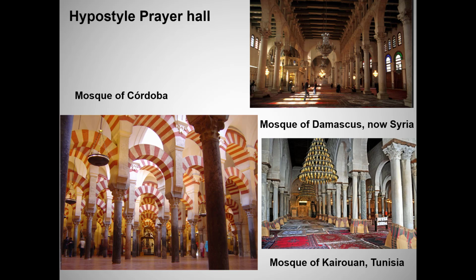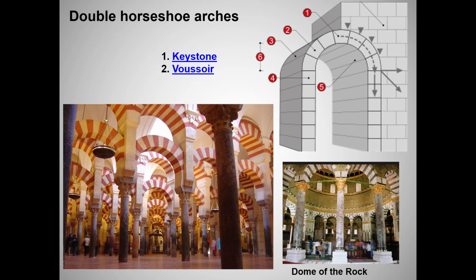The earliest mosques had hypostyle prayer halls. You've encountered that term before in Egypt, and you see 3 examples here. The Jenne Mosque is also hypostyle. So what's the problem with hypostyle rooms? Well, they can feel dark or closed off. And how did the architects of the Mosque of Cordoba try to solve this problem?